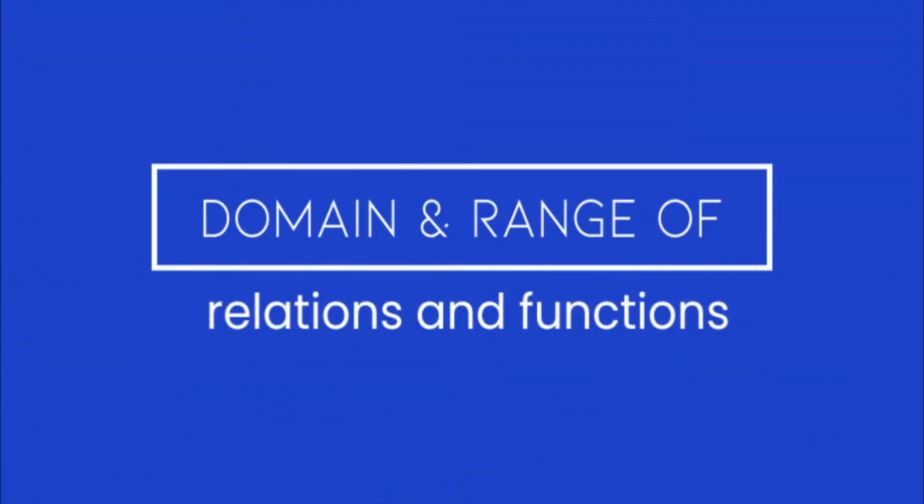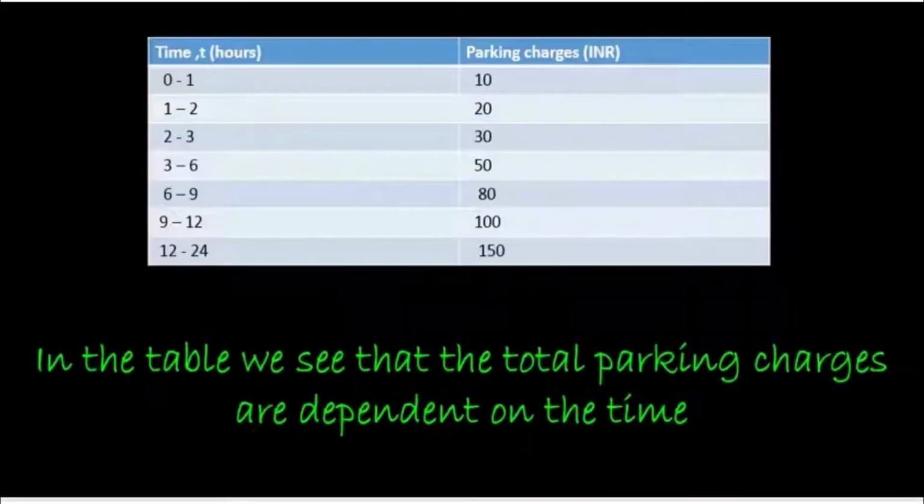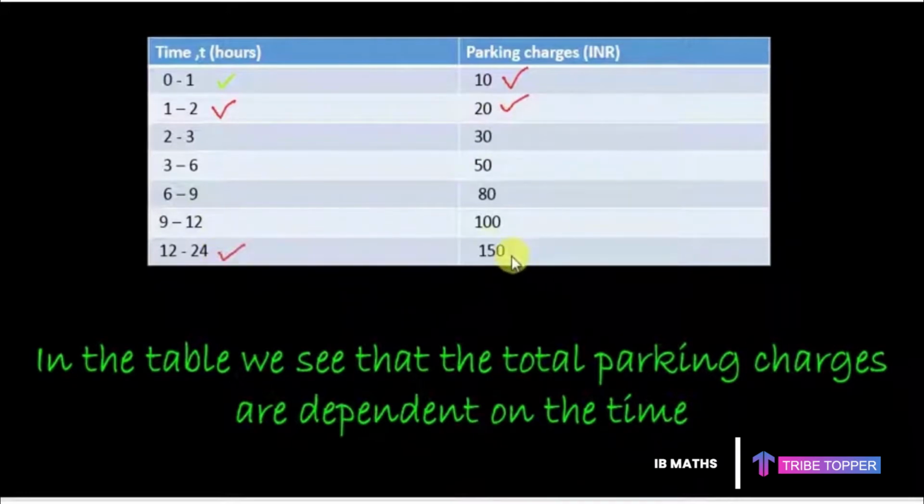And you're watching this video on domain and range of relations and functions. In order to understand what is a relation, let's look at this example here. We've taken a table where you can see the time mentioned, 0 to 1 hours, then the parking rate, the charges are 10 rupees. If the time is 1 to 2 hours, the charges are 20 rupees, and so on up to 12 to 24 hours, the charges are 150. So in the table, we see that the total parking charges are dependent on the time. That means the parking charges are related to the time.